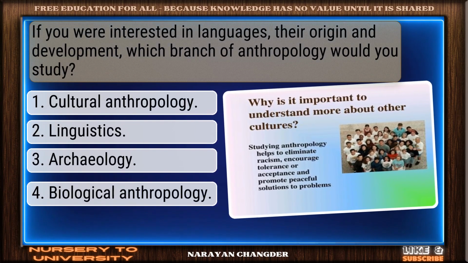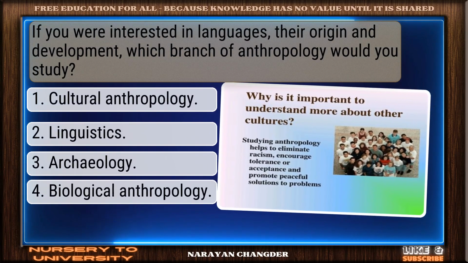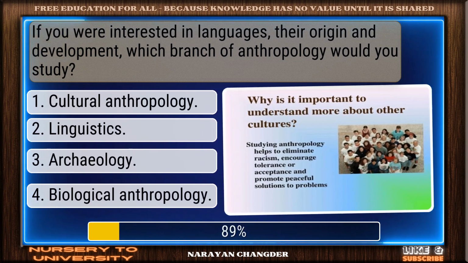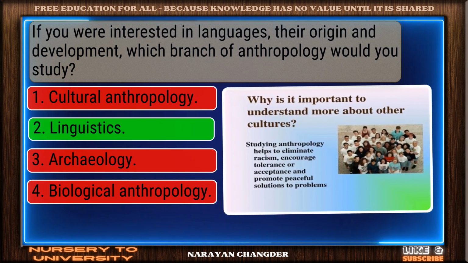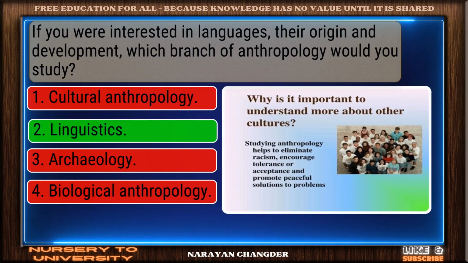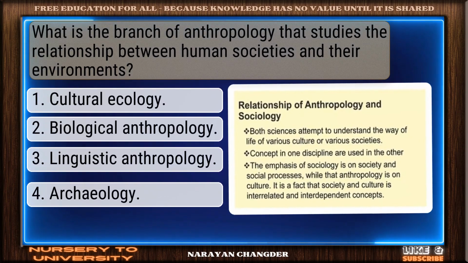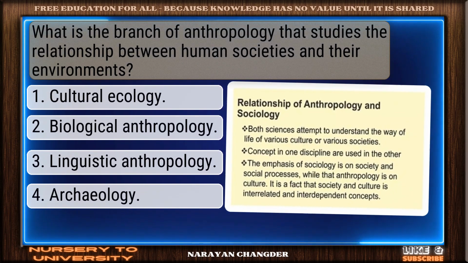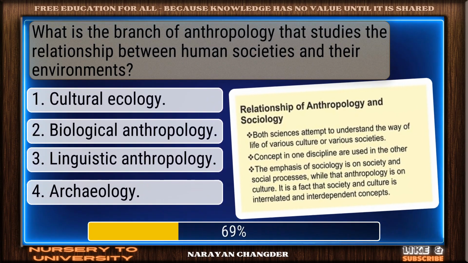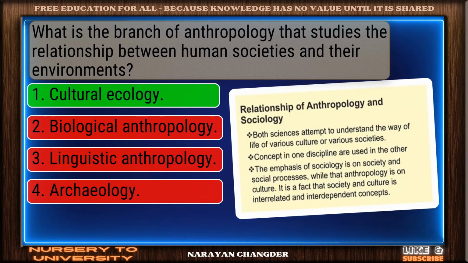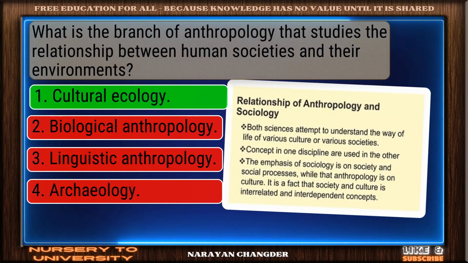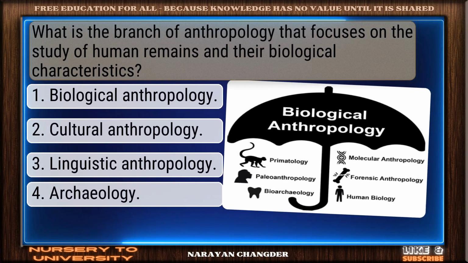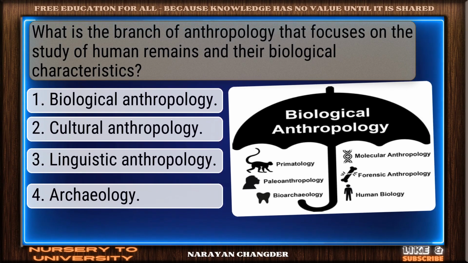If you were interested in languages, their origin and development, which branch of anthropology would you study? Nice selection. Linguistics is the correct and valid answer. What is the branch of anthropology that studies the relationship between human societies and their environments? Smart pick. Cultural ecology is the correct choice. What is the branch of anthropology that focuses on the study of human remains and their biological characteristics?